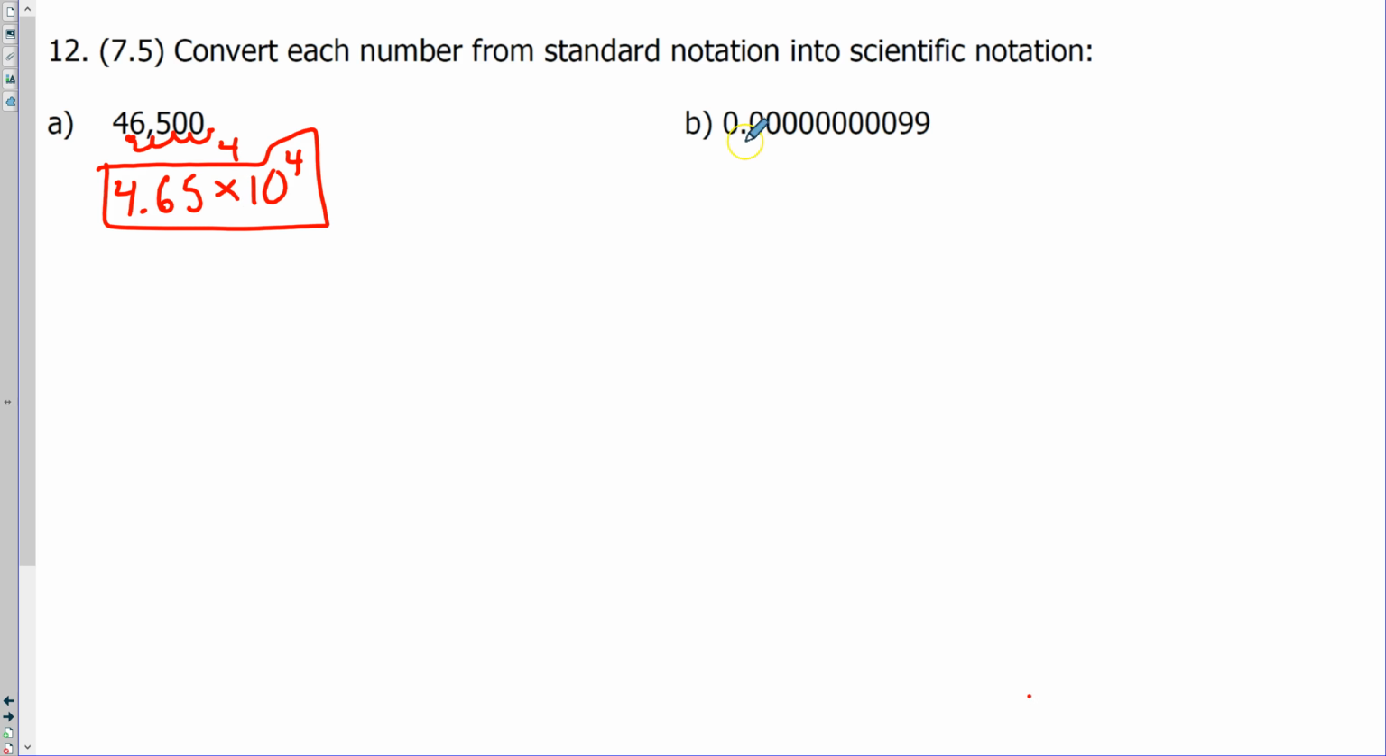Now B, same idea, I want to move my decimal point however many places until I get a value between 1 and 10. So 9.9 is between 1 and 10. Now how many times did I have to move it? 1, 2, 3, 4, 5, 6, 7, 8, 9, 10 places to the right here. So the 10 places I would include. Now remember the signage though, since this was a very small number, that means our power is negative. So our final answer would be 9.9 times 10 to the negative 10.